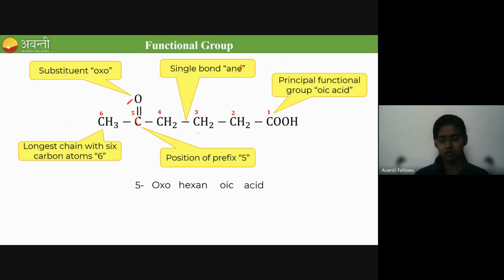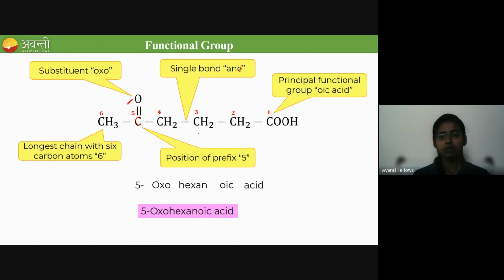Both are correct. For number 1, you can write that 1 or you cannot write it, that is not the problem. For numbers other than 1, you have to mention the number. So it is called 5-oxohexanoic acid or 5-oxohexane-1-oic acid. Both are correct. So this is how we have to number.